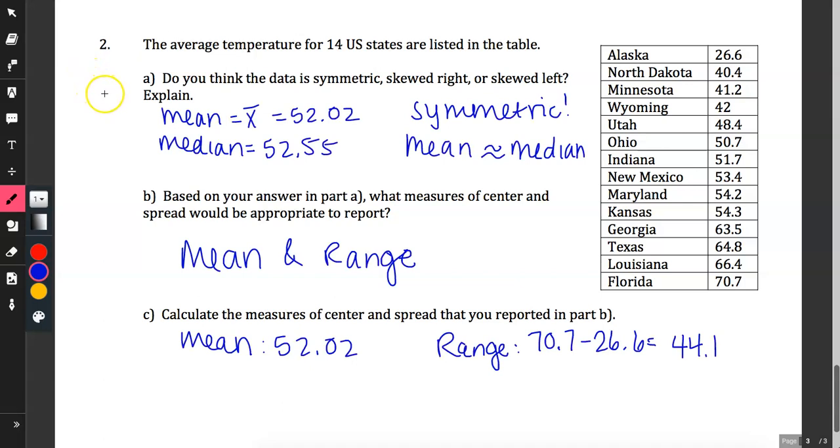All right, here are my final answers. So I used 1-Var Stats in my calculator to get the mean and the median. When I look at these, they're pretty dang close. So I would say that this set of data is symmetric. And I could also look at the modified box plot to check for outliers and to check the shape of the graph and confirm that it is about symmetric. So because it's symmetric, I'm going to report the mean and the range. Measure of center, measure of spread: mean 52.02, range I got 44.1.